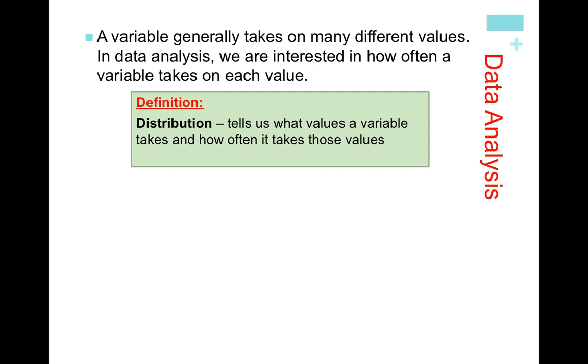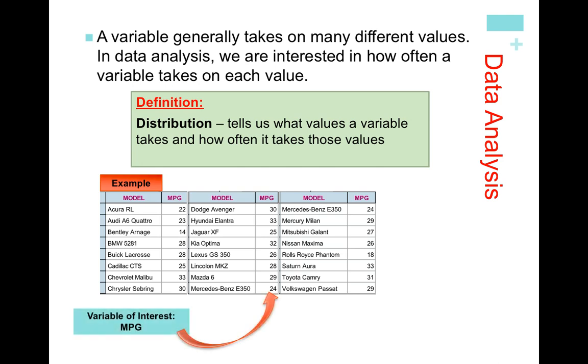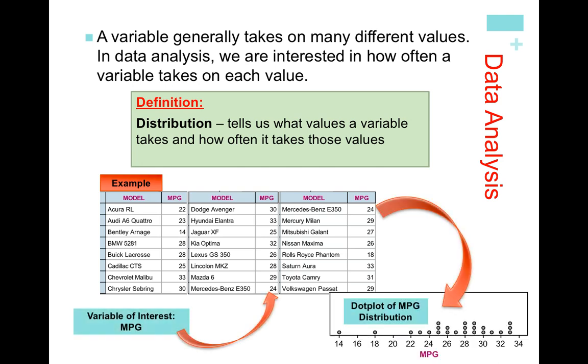So if it's categorical, we might look at the number of students having each of a particular hair color in this class, and we would just look at how many students fell into each category. If it was quantitative, and we have an example here about the miles per gallon of certain vehicles, we might be looking at those numerical values.